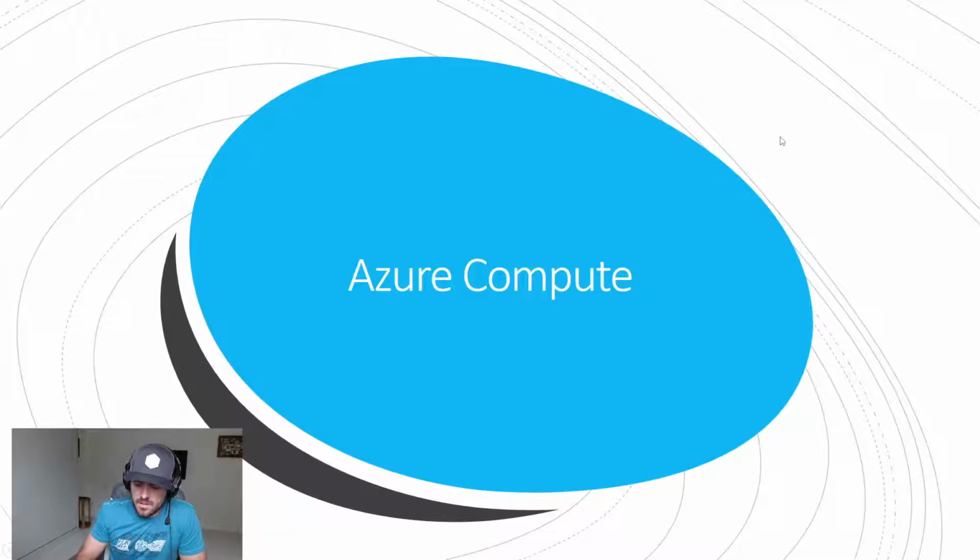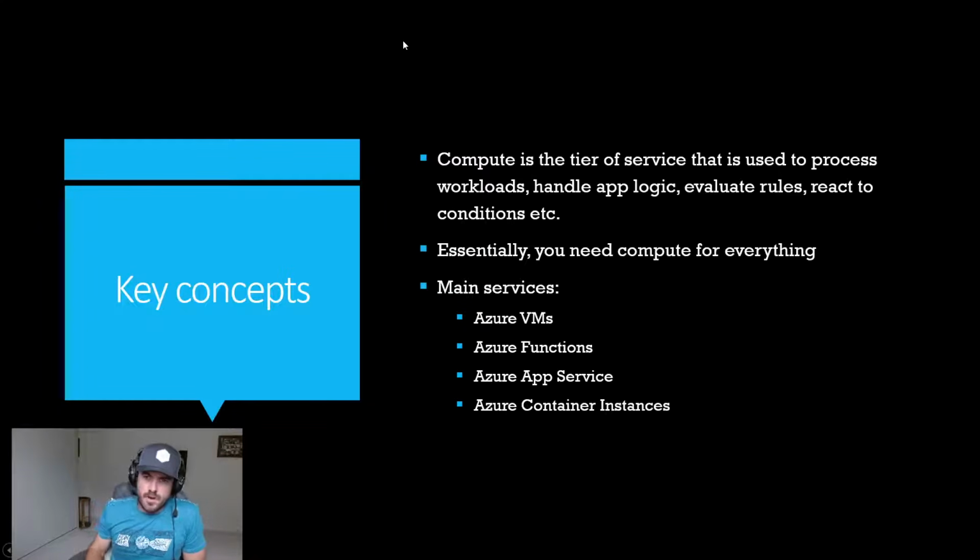All right. So compute is basically the brains of everything, right? It's the tier of service that's used to process workloads, handle application logic, evaluate rules, react to conditions. Basically anything that does anything, you're going to need compute, right? We're working with computers, so it makes sense you need compute. The main services in this domain are going to be Azure VMs, functions, app service, and container instances. Okay, so again, all these services known from a high level. You don't need to be an expert in them yet.